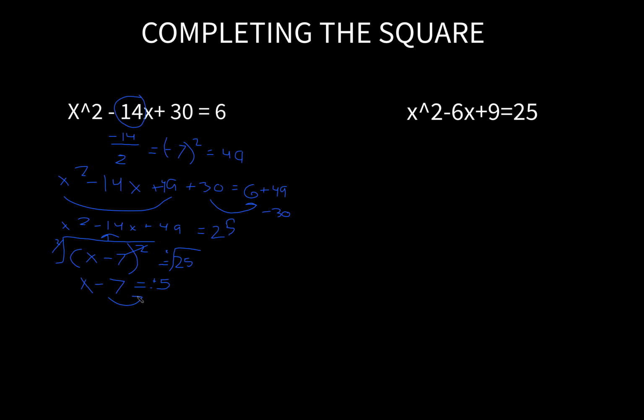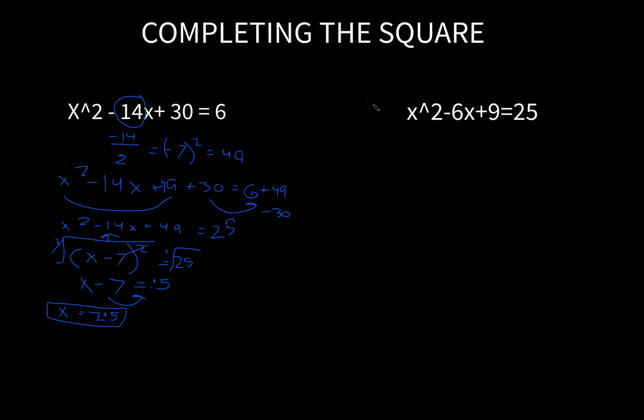Now we're going to add our 7 over here. And that will leave us with 7 plus or minus 5 as our answer after completing the square. And yes, you could find this by going and using different factors, but completing the square is an alternative way to go.